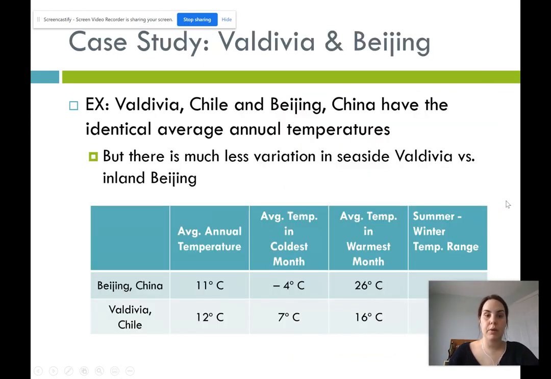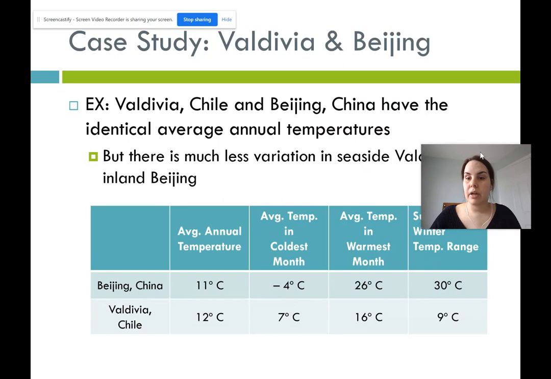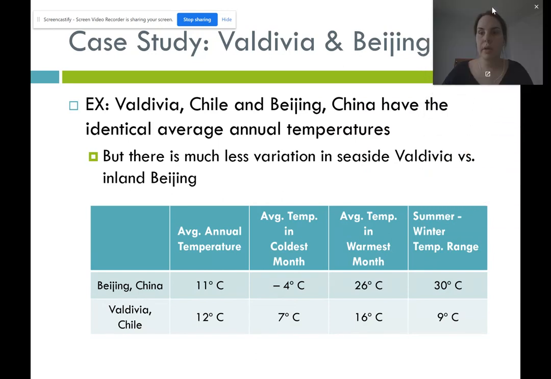So let's look at an example. We have an example here of two cities, one in China, one in Chile. We can see their average temperatures are both very close. The average temperature here is 11 degrees, whereas the average temperature here is 12 degrees. So the expectation is that those climates are very similar. The difference is, in China, this is a landlocked area, so it's not very close to a large body of water, whereas this city in Chile is very close to a large body of water.